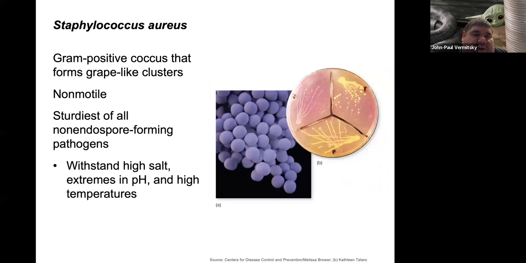So what is Staph aureus? Well, Staph aureus is a gram-positive cocci that forms grape-like clusters. Remember, staph means clusters and cocci means circles from chapter 4. They are non-motile. They are the sturdiest of all non-endospore-forming pathogens. And one of the interesting features is that they can actually withstand high salt, extremes in pH, and high temperature.